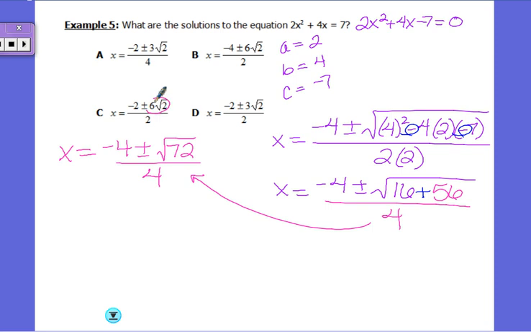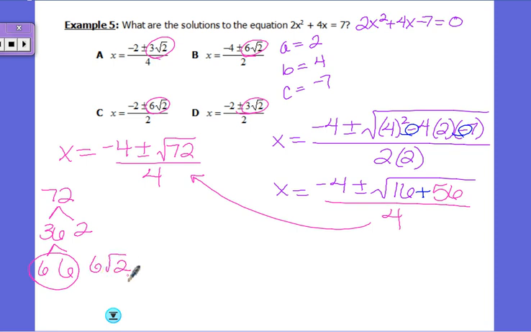72, if you notice, can be simplified. So we have to determine what it can be simplified to. So 72 can break down 36 times 2. 36 is 6 and 6. You can continue to break your 6's down further, but that's a pair. So that's going to be 6 root 2. So we have x equals negative 4 plus or minus 6 square root of 2 all over 4.